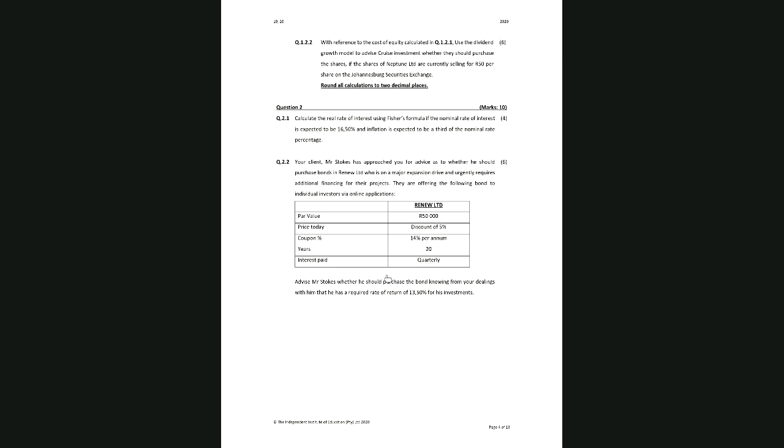Okay, so this is not a difficult question. Basically what you're going to calculate, given this information, is the rate of return that this bond is going to provide for anyone who purchases it. Then you're going to compare that rate of return to the 13.5%. If it's higher, you'll say yes, he should purchase the bond. And if it's lower, you'll say no, it's less than his required rate of return, so he shouldn't purchase the bond.